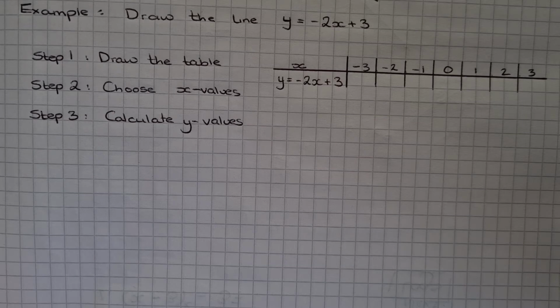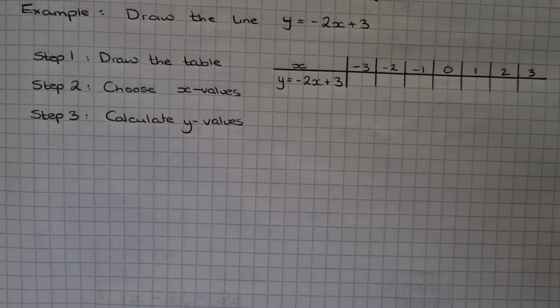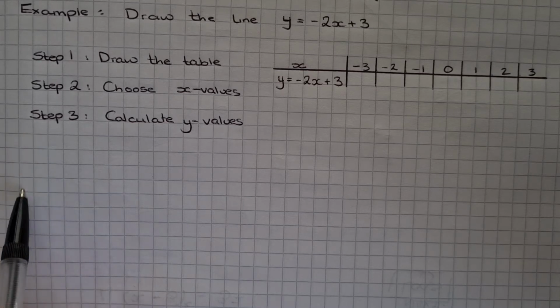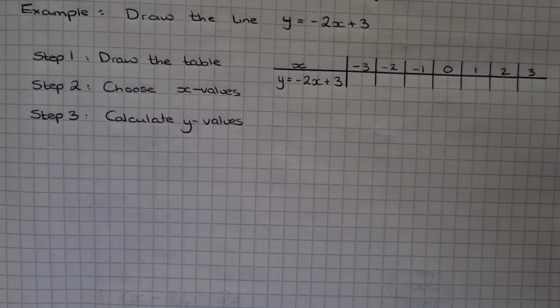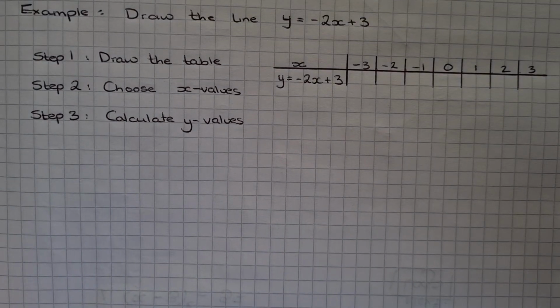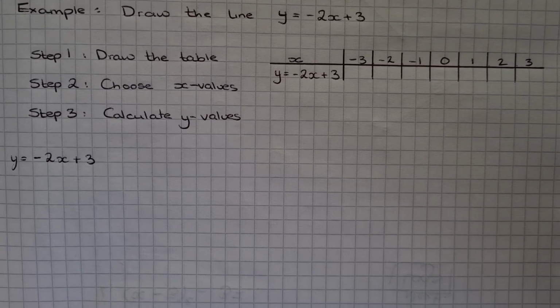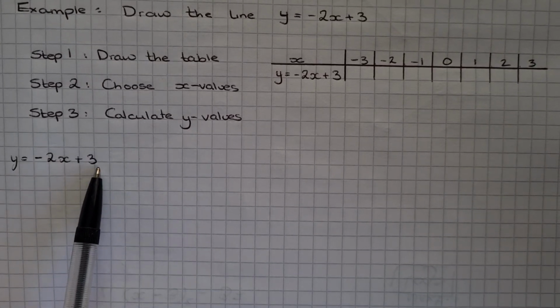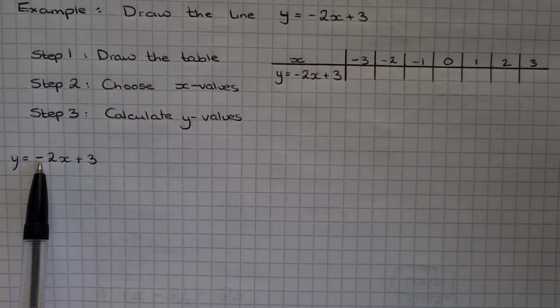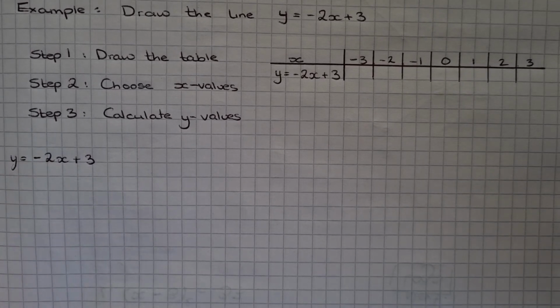This is the only bit that's a little bit different from the lines we're used to drawing. Because we are multiplying by a negative number, we have to be very careful when we're working out our answers. So I'm going to do all the working down here for the y values that I'm going to put in the top. The first one is negative 3, and my equation is y equals negative 2x plus 3. So I'm going to be doing negative 2 multiplied by negative 3 plus 3.